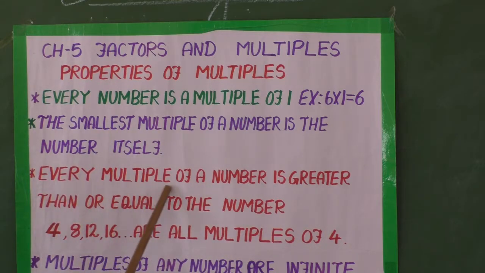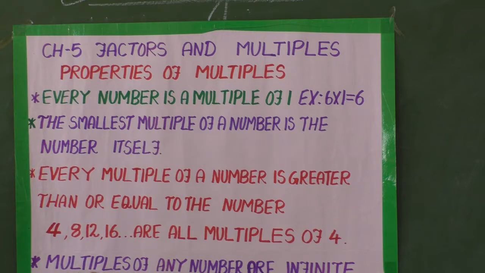Then every multiple of a number is greater than or equal to the number. For example, I am taking number 4. So what are the multiples of 4? 4, 8, 12, 16, likewise it will go. See, the first multiple of 4 is equal to the number. Otherwise, the remaining multiples go like that, 8, 12, 16, greater than the number. So multiples of 4 are greater than or equal to the number.